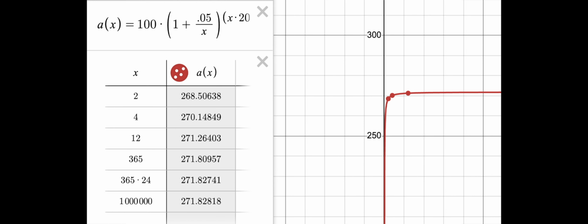So I thought that the best way to do that would be to use Desmos. And so here comes Desmos right now. And as you can see, I've typed in the formula but I've left the number of compounding periods as x. There's my 2 times a year, 4 times a year, 12 times a year, 365. Then I just did 365 times 24. I mean, I don't really need to know what that number is. And then I went up as high as 1,000,000.